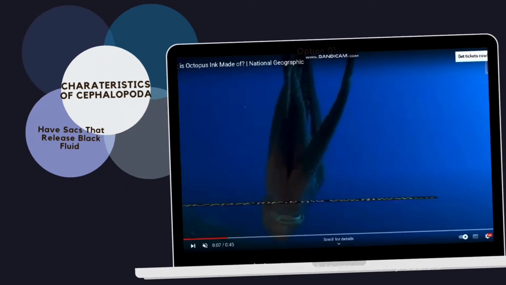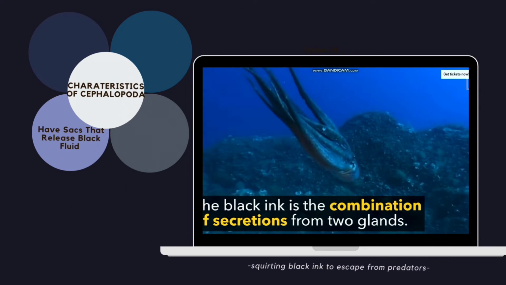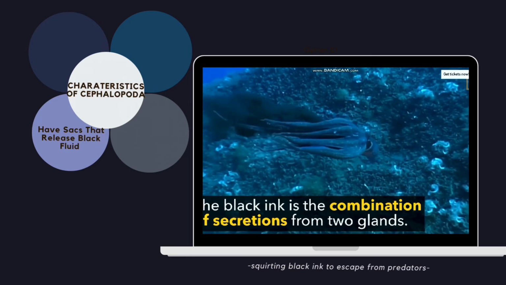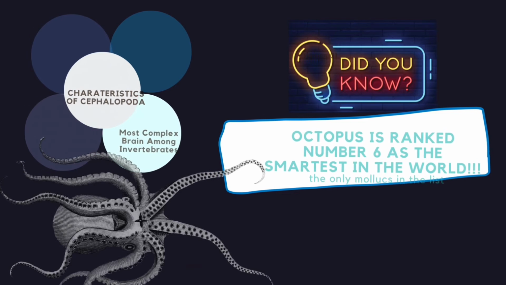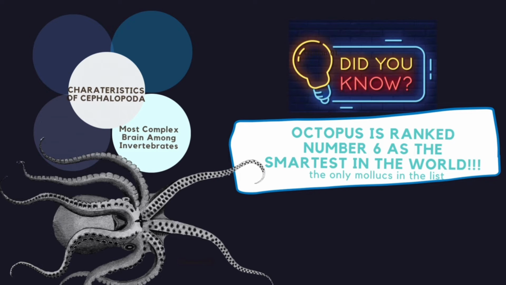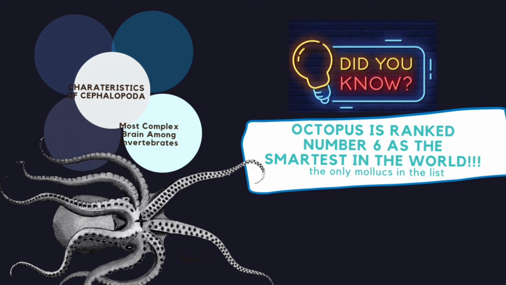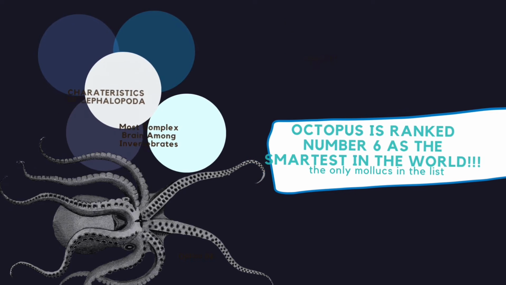Another thing is that they have sacs that release black fluid. They usually utilize the black fluid to escape from predators. Last but not least, they have the most complex brain among invertebrates. Fun fact, octopus is ranked number 6 as the smartest animal in the world. What's more interesting is that the octopus is the only mollusk that makes it to the list.